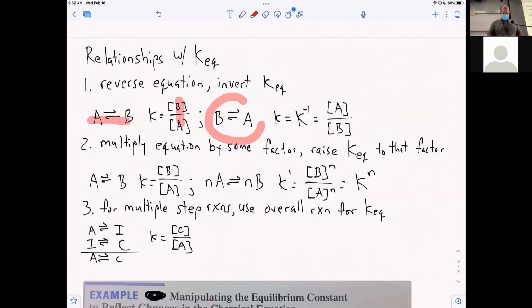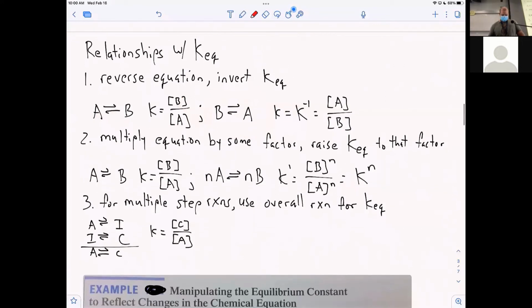If you reverse the reaction such that the product is now the reactant, the new equilibrium constant is the inverse of the old equilibrium constant. Inverse just means you flip the fraction. So the new equilibrium constant for the reverse reaction is A over B. The original one was B over A. The new one is A over B. And it's going to be the same thing with the more complicated chemical reactions.